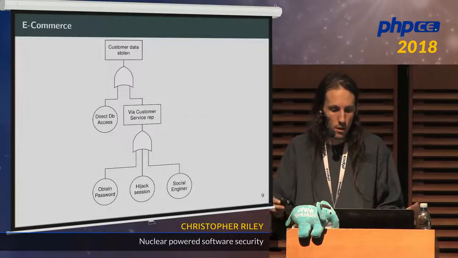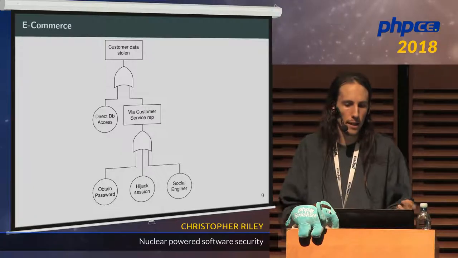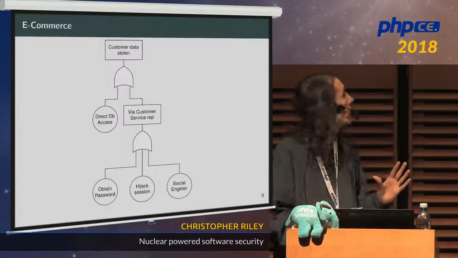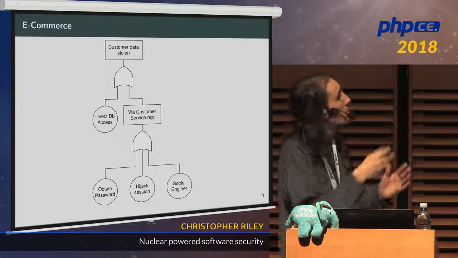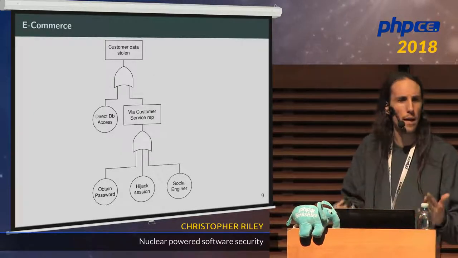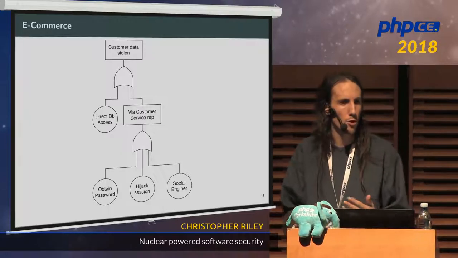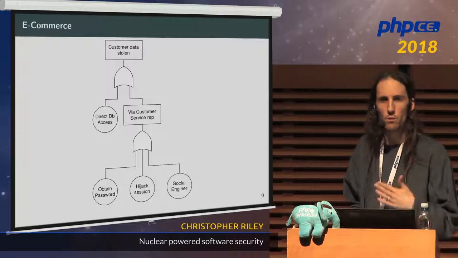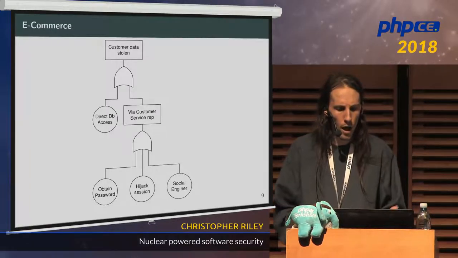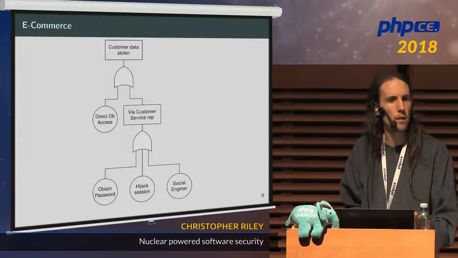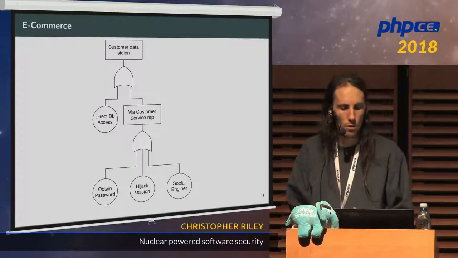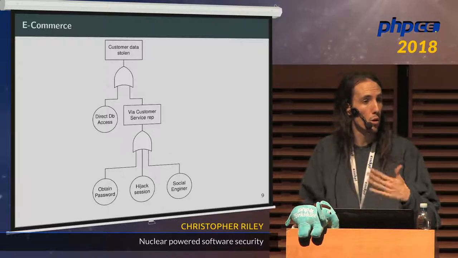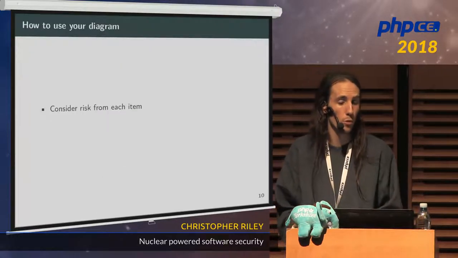And we can continue this analysis. We can say, well, okay, let's take a look at the customer service branch. There's lots of different ways that an attacker might be able to get into our customer service admin panel. They might do some sort of session hijacking and steal a login cookie from an existing session running in a browser. They might try and social engineer information over the phone, or they might just manage to guess a weak password and log in to the customer service portal.